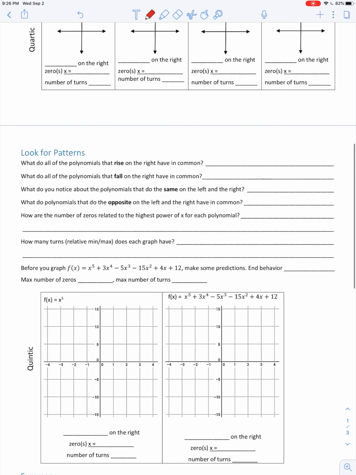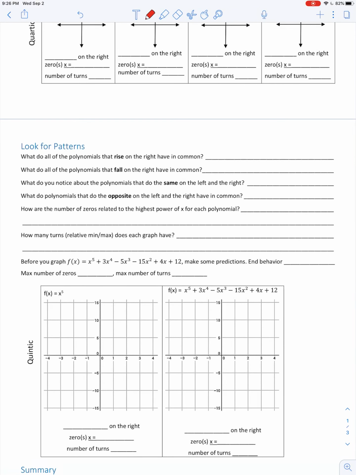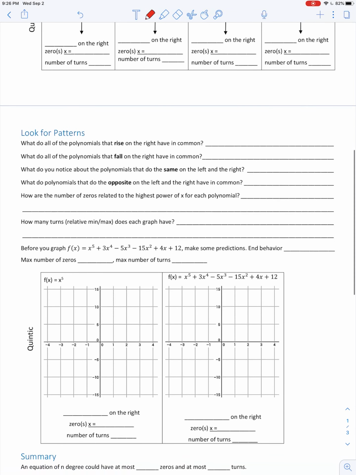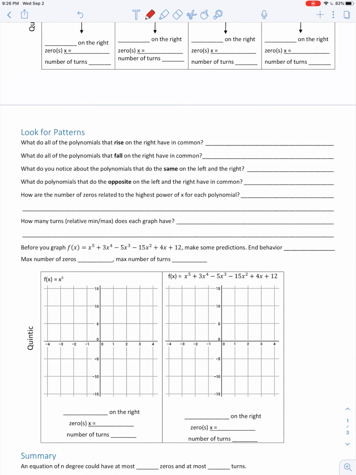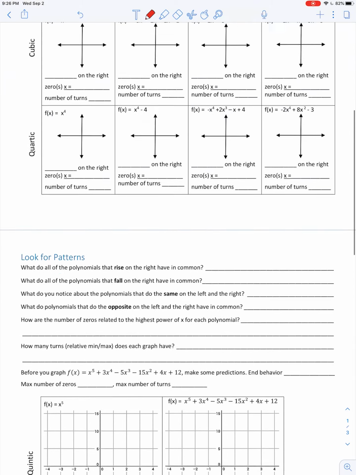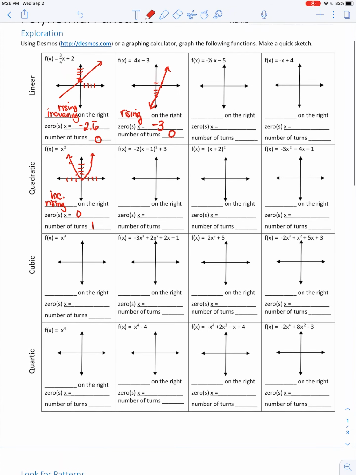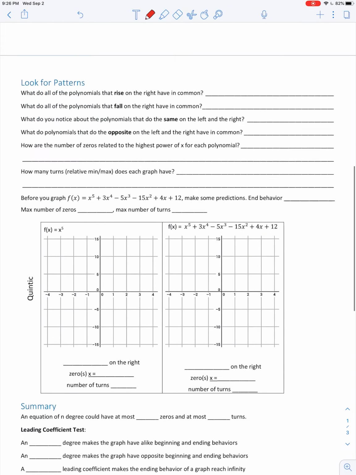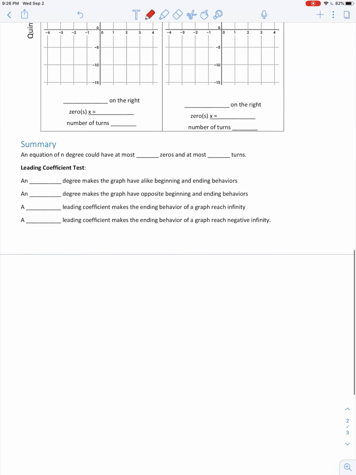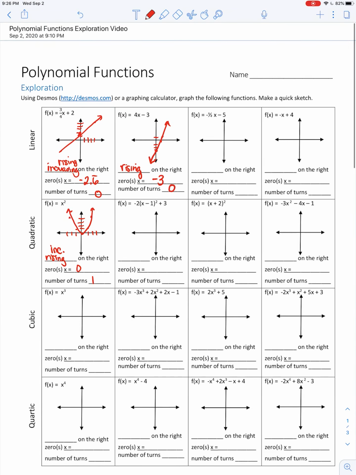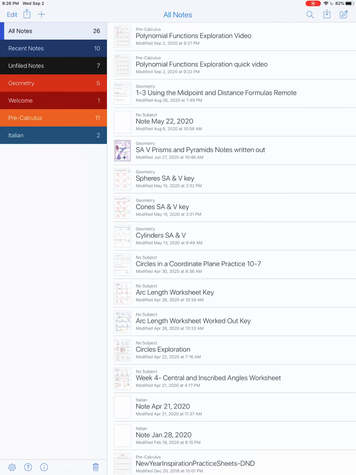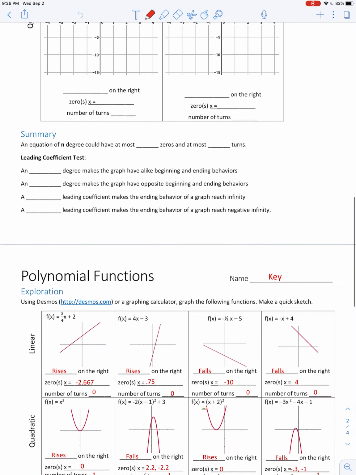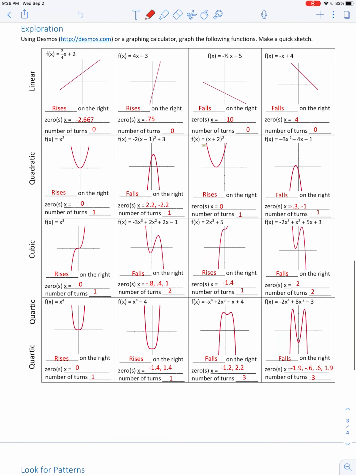What do you notice about all the polynomials that rise on the right or that are increasing on the right? What about those that fall on the right? And so forth. Take the time, do the work, and then come back and see if you can come up with the same conclusions. So pause the video. All right, hopefully by now you have worked your way through all of this, and you will have a complete sketch of everything that was going on.